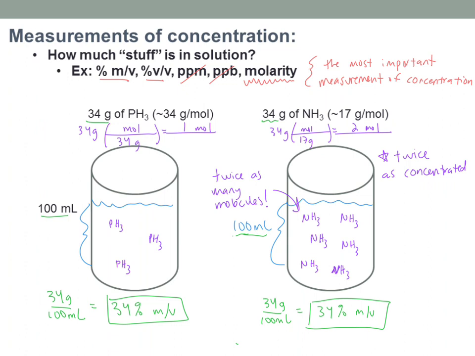So how do we take care of this? How do we acknowledge the fact that one has more moles of a substance than the other one? This is why we have molarity. Molarity is a measure of how many moles of stuff are dissolved in a solution. So let's talk about molarity more.